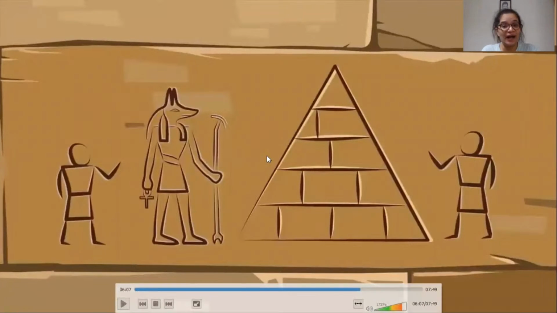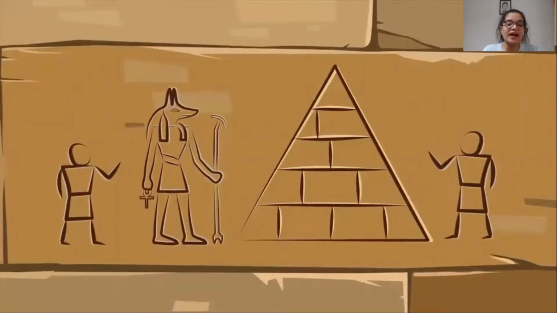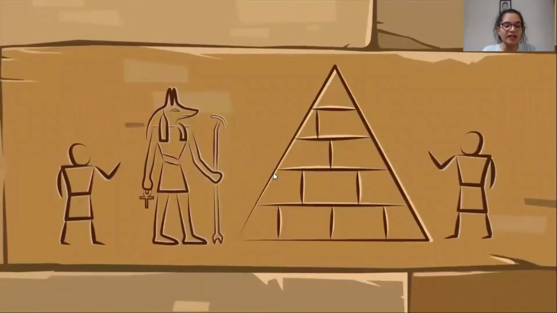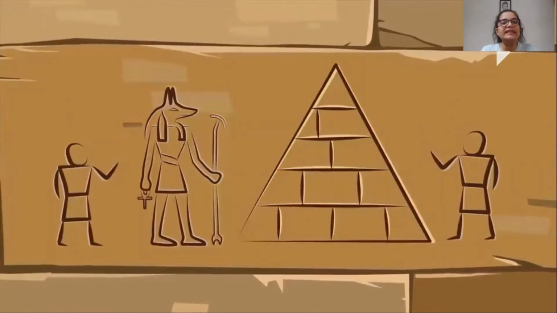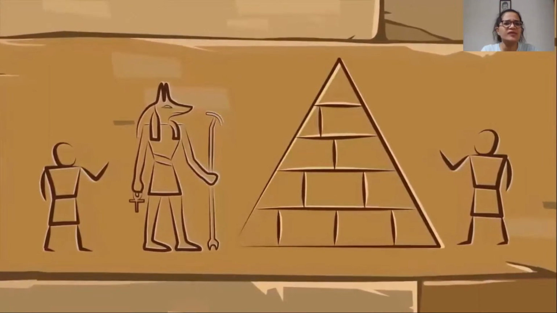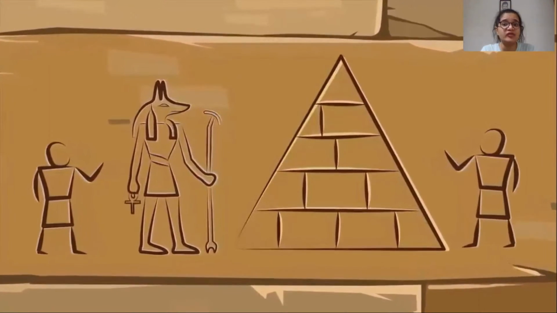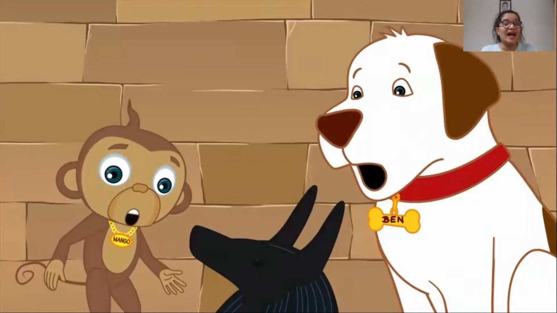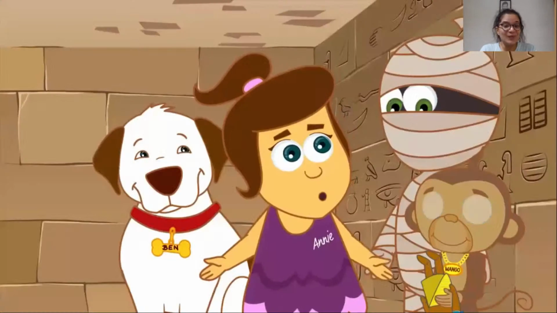So Annie saw this inscription on the pyramid and she explained it. So this is the pyramid, this is Anubis, and these are the people. So Anubis was the guardian or the protector of the pyramids. He did not allow anything to happen to the pyramid. Whoever tried to break it or cause any type of harm, Anubis was the first one to protect it. And they even gave up their lives if needed. And that's why they're so powerful.